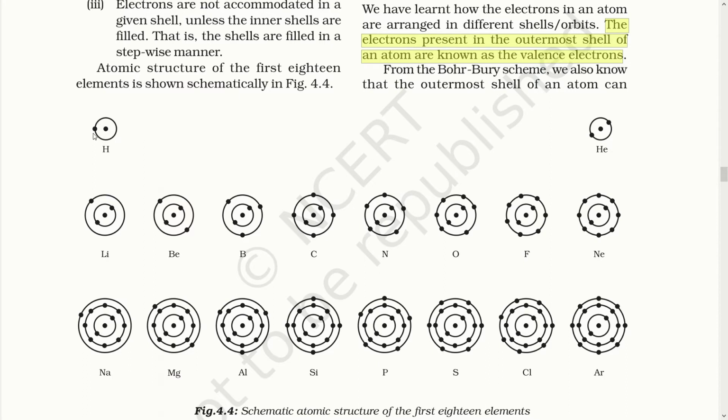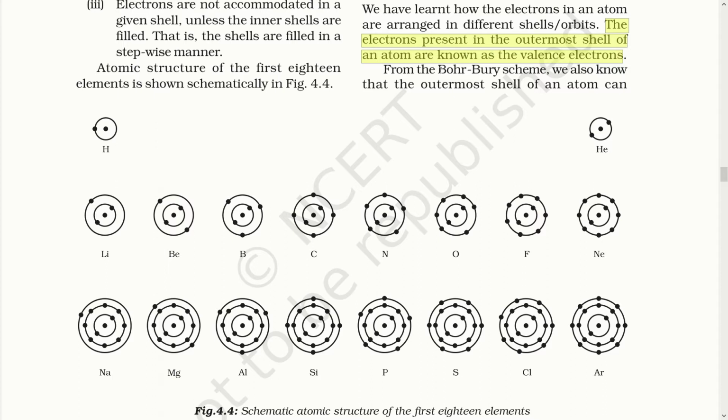It has 1 electron. That 1 electron present in the outermost shell is known as the valency of hydrogen. In the same manner, lithium has the outermost orbit and it contains only 1 electron. So lithium's valence electron is 1. Beryllium has 2 valence electrons. Carbon will have 4 valence electrons. Sodium will have 1. Magnesium will have 2. As you can see, there are only 2 electrons present in the outermost orbit.